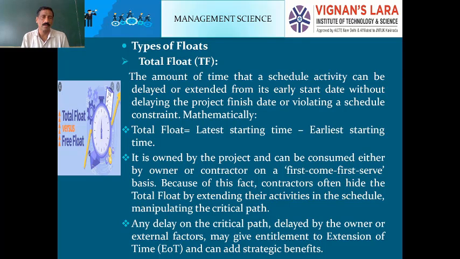Total float means the amount of time that a scheduled activity can be delayed or extended from its early start date without delaying the project finishing date or violating a schedule constraint. Mathematically, total float equals latest starting time minus earliest starting time, or sometimes earliest starting time and earliest finishing time. These are also taken into consideration. Both are different, either one. In the majority of cases, total float equals latest starting time minus earliest starting time.